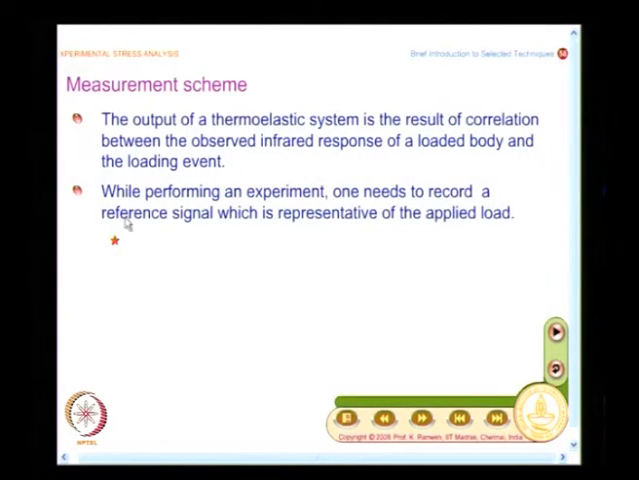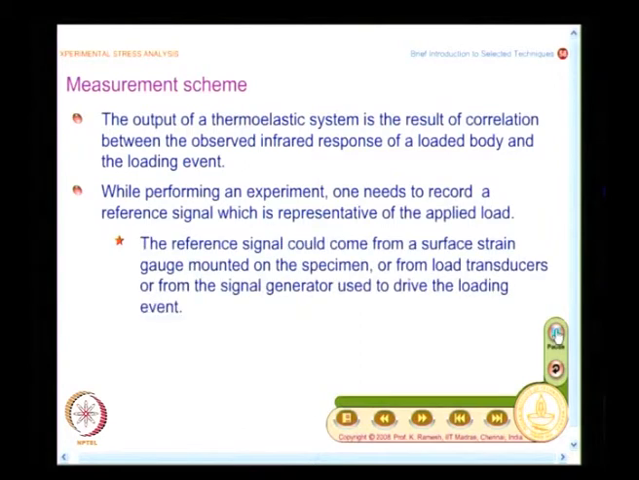So, I need a signal to record how the body is loaded. So, you need a reference signal. So, while performing an experiment, one needs to record a reference signal which is representative of the applied load. This can be done in various ways, that is what is listed below. And what I find here is the reference signal could come from a surface strain gauge mounted on the specimen, or from load transducers, or from the signal generator used to drive the loading event.